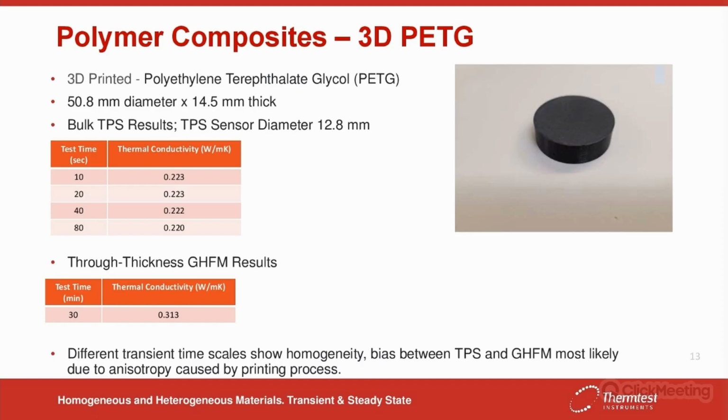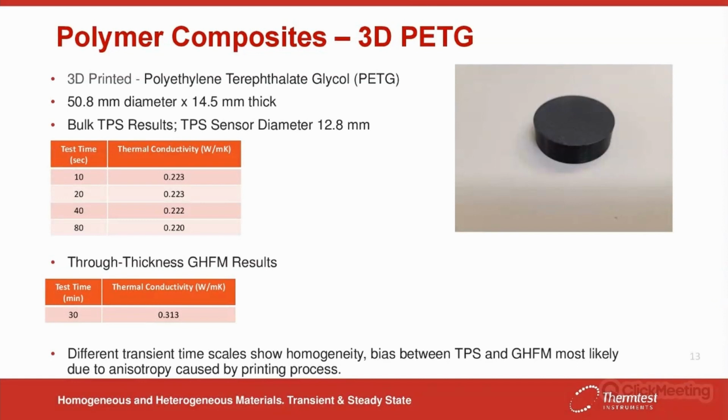So here are some polymers that we 3D printed to demonstrate, on a larger scale of particles or introduced heterogeneity, what the effects are on steady state versus transient. As a control or base sample, we 3D printed using PETG, which is a glycol-modified filament. We 3D printed 50, or 2-inch, diameter by 14.5 millimeters thick.